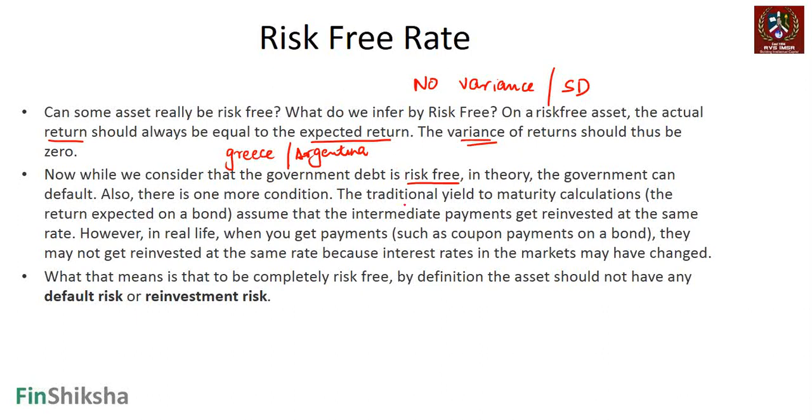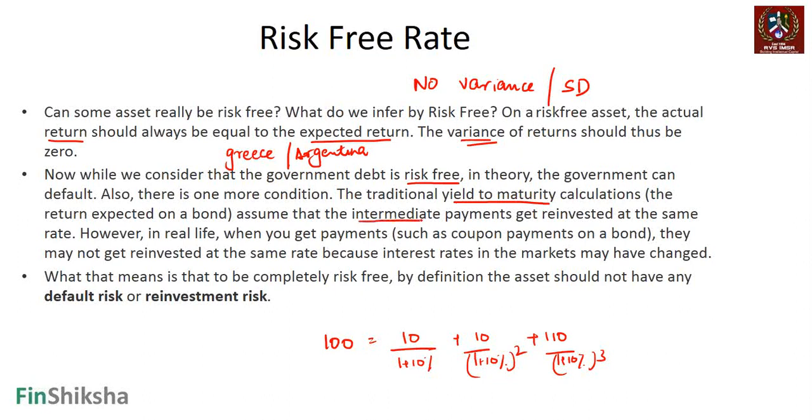There's one more condition. When we look at the traditional YTM calculations, remember we say that a bond that gives me 10 and then gives me 10 and then gives me 110, if I am going to discount it at 10% to get the present price of the bond for 3 years, this value will be equal to 100 because this bond would be trading at par. Recall our discussion on fixed income instruments.